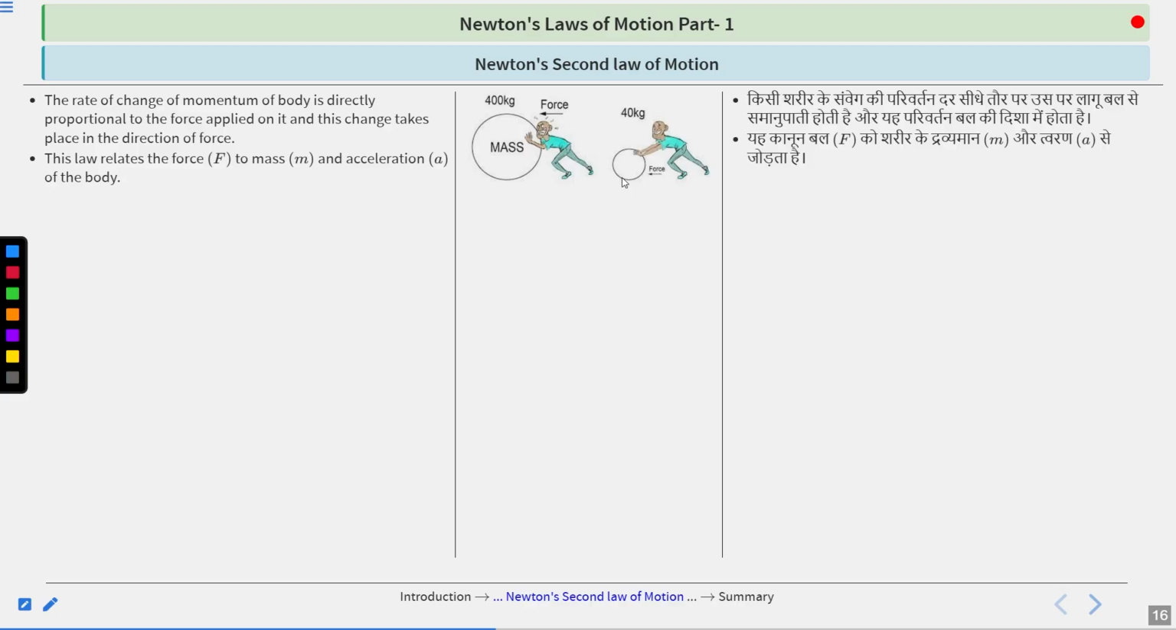The law relates the force F to the mass m and the acceleration a of the body. They are related as F is equal to ma.